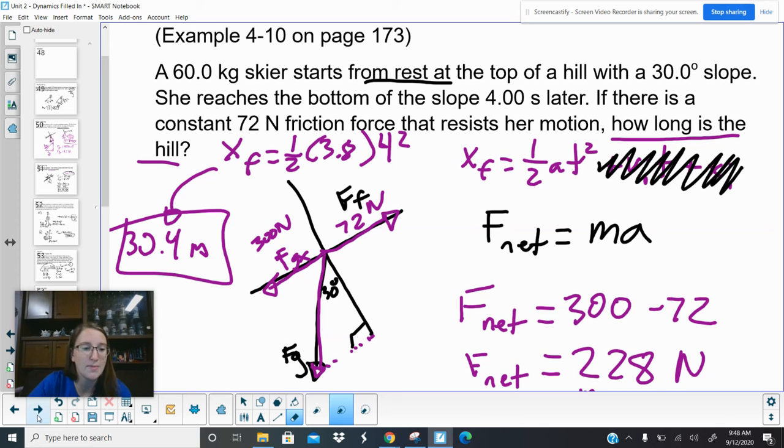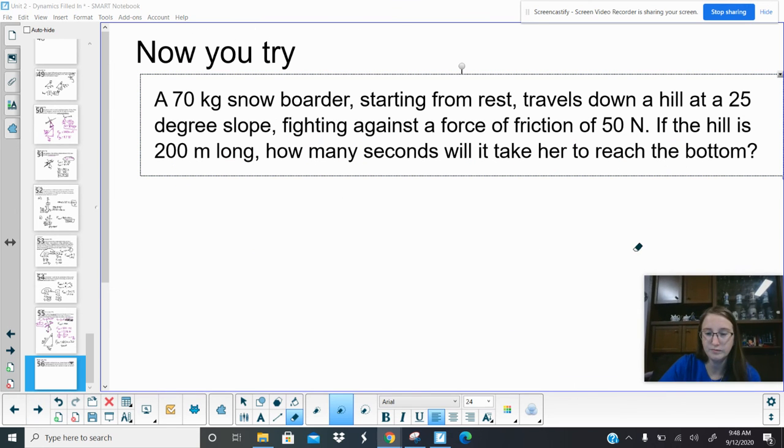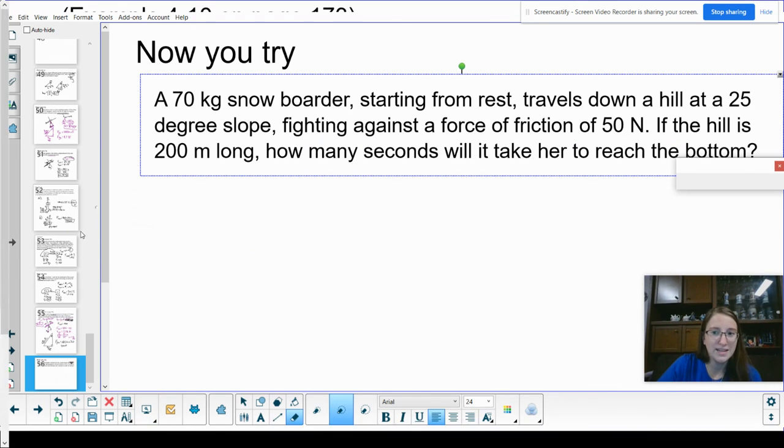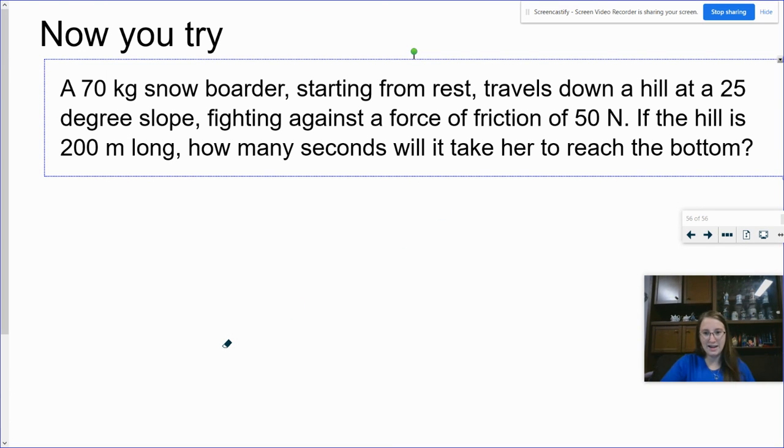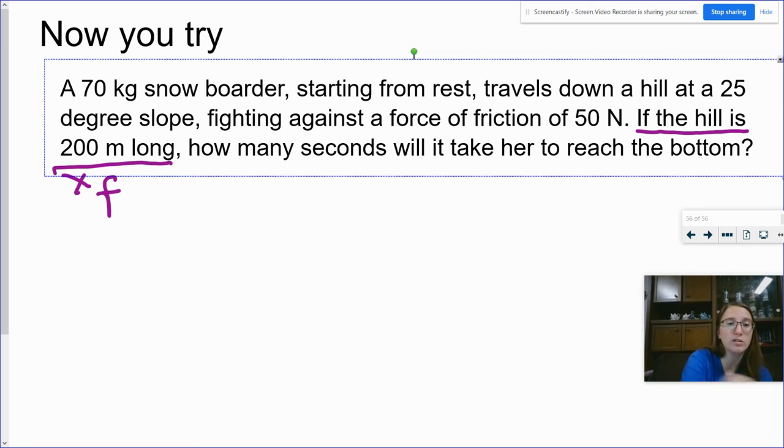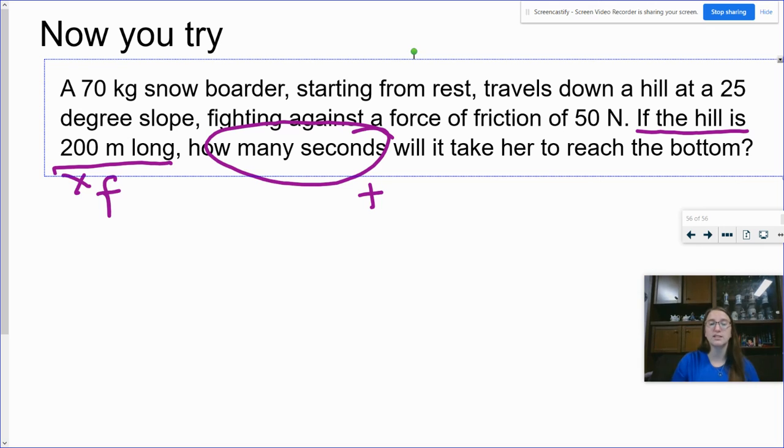So you're going to try this one more time. This is the last question. This is going to be similar in that we are going to use a kinematic equation. However, this question says the hill is 200 meters long. So I'm giving you x final. We are solving for t. That's the only difference. And because we're starting from rest again, guys, you're only going to be looking at x final equals 1/2 at squared. You're not going to have to do quadratic formula or anything like that. Go ahead and try this one.